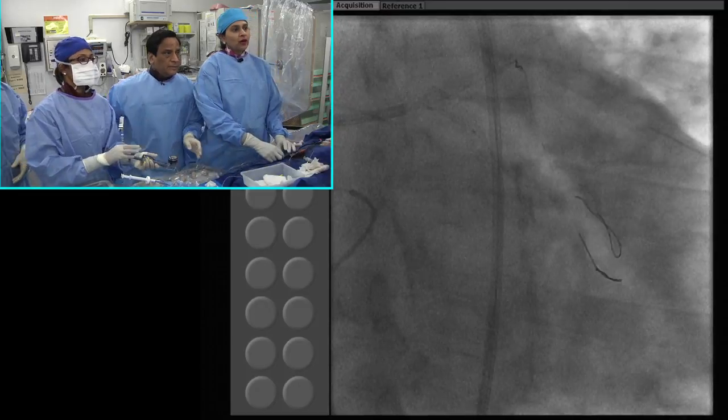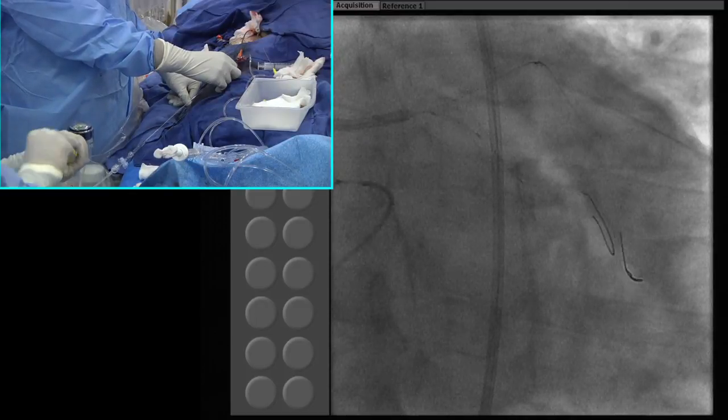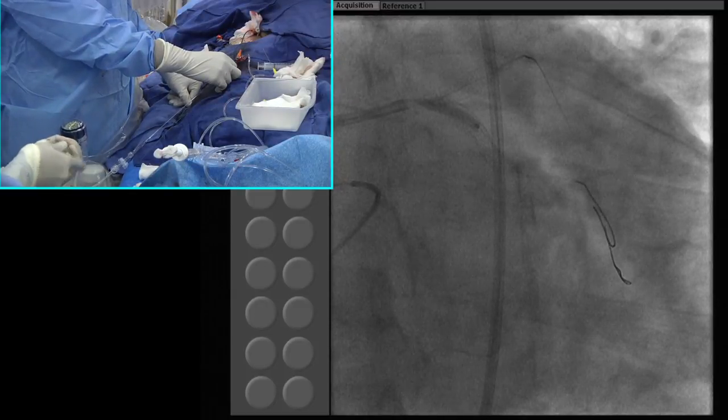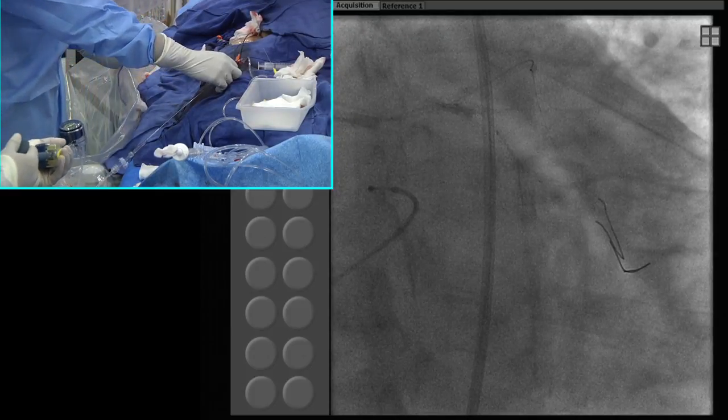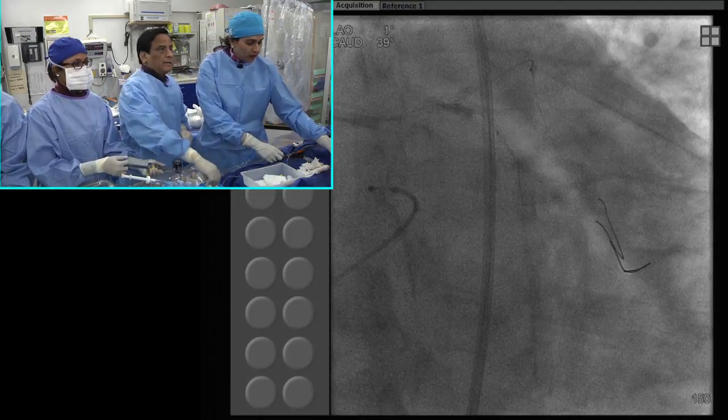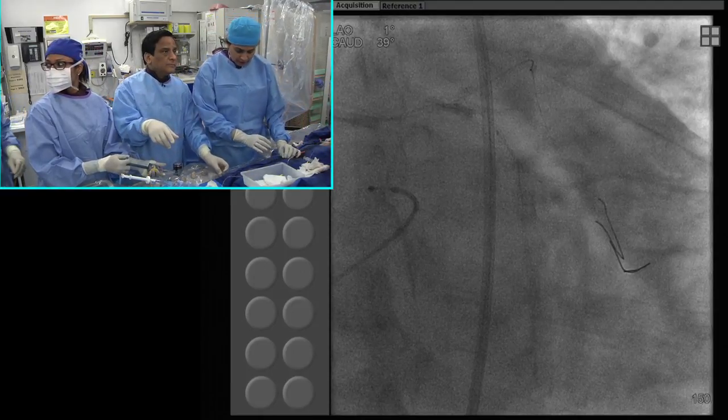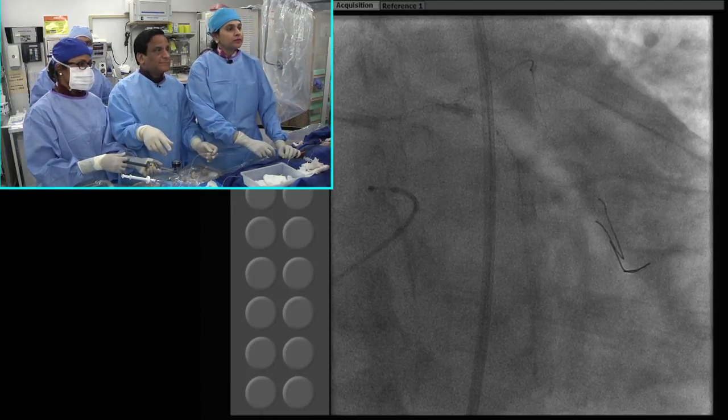Okay, 4.0, and how much do you want in the LAD? 3.5? Yeah, we have 3.5. Down. Anu, who's the fellow scrubbed in with you today? I have Nishta, who is our female interventional fellow, and I have Mani Kumar. Excellent. Nice meeting both of them.